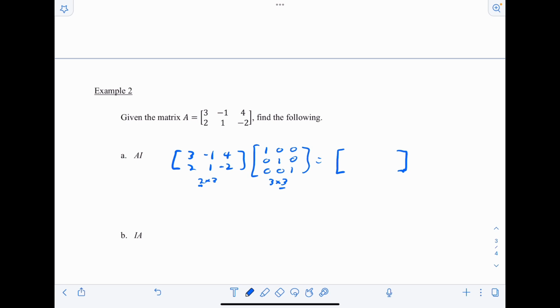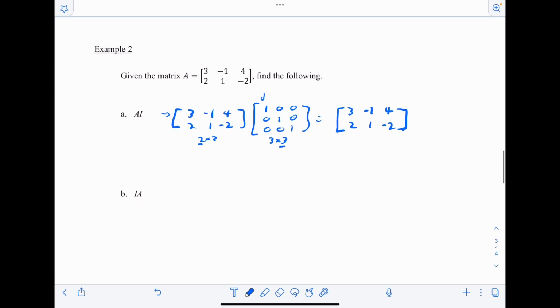So just going through this, and you can probably see what's going to happen here. When I do the first row times the first column, I'm going to multiply 3 times 1. Everything else is going to be 0. I'm just going to get 3. When I take the first row times the second column, the 3 is multiplied by 0, the 4 is multiplied by 0. Only the -1 gets multiplied by 1. That's going to be a -1. And then for the last column, 3 times 0, -1 times 0, 4 times 1 just gives me the 4. Same idea is going to happen in the second row, and what I end up with is the exact same matrix that I started with.